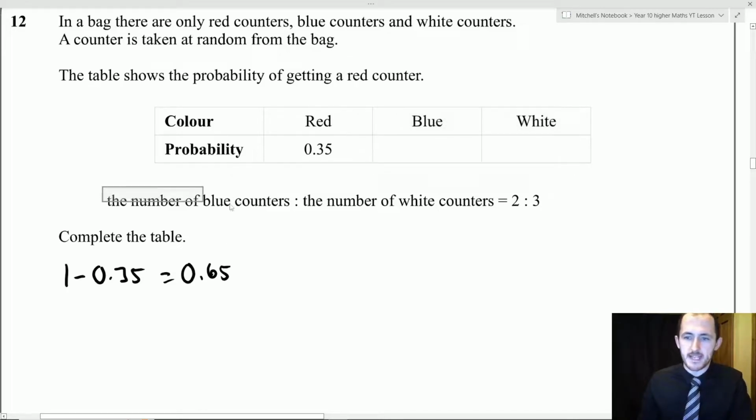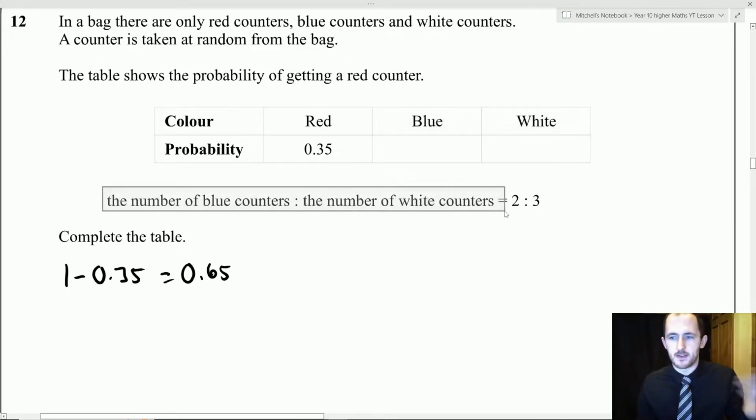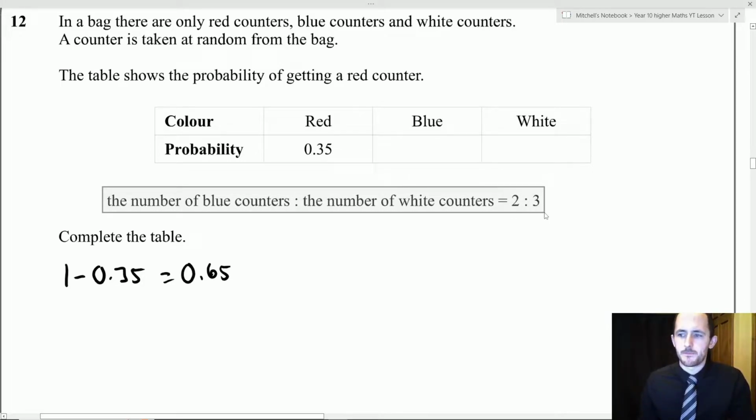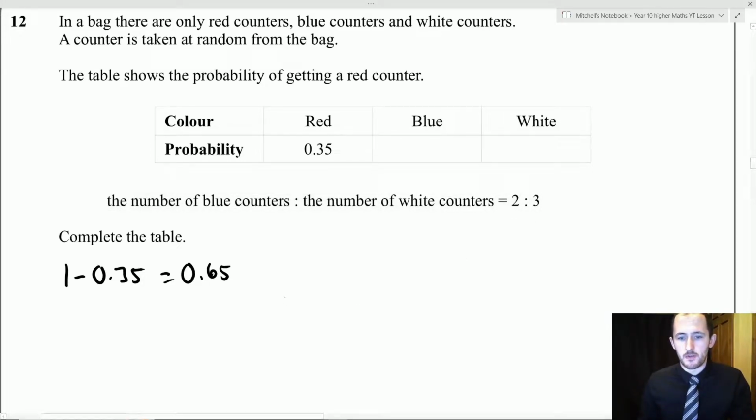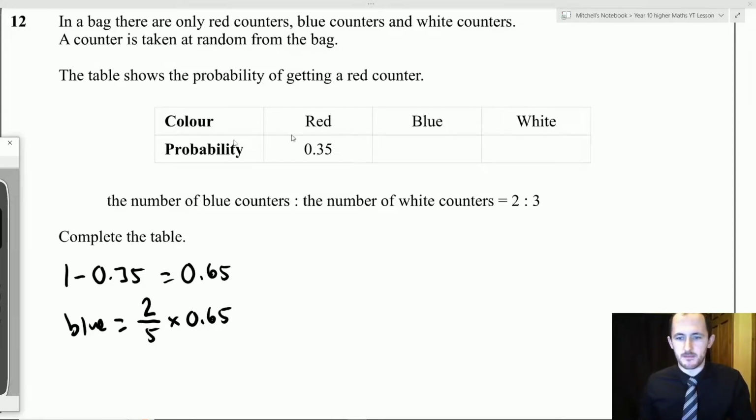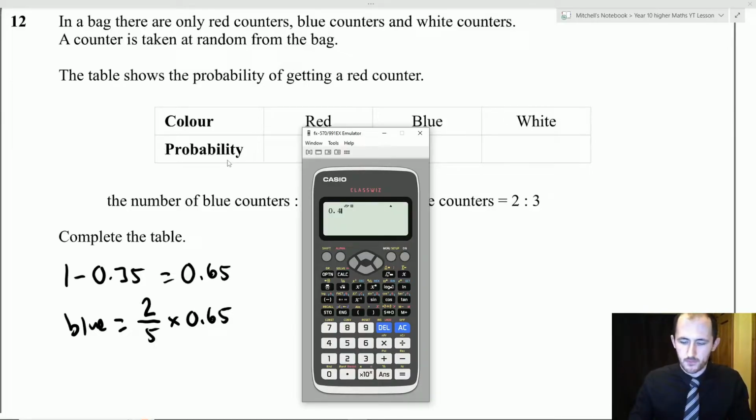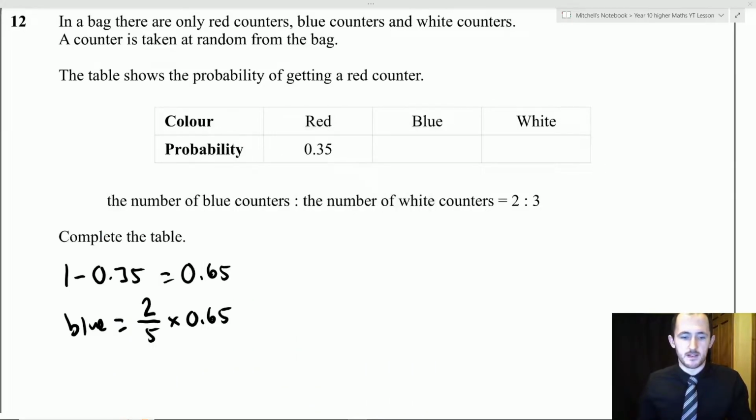Now the probability itself, because the number of blue counters is going to be equal to the probability, right? Is in the ratio of 2 to 3. So your thing for blue will be 2 over 5 times 0.65. Okay? And let's just use a calculator, be a bit cheeky with it. So 0.4 times 0.65. 13 over 50. Okay, it's a good thing I didn't do that in my head. Actually, should we do it as the... It's 0.26 as a decimal.